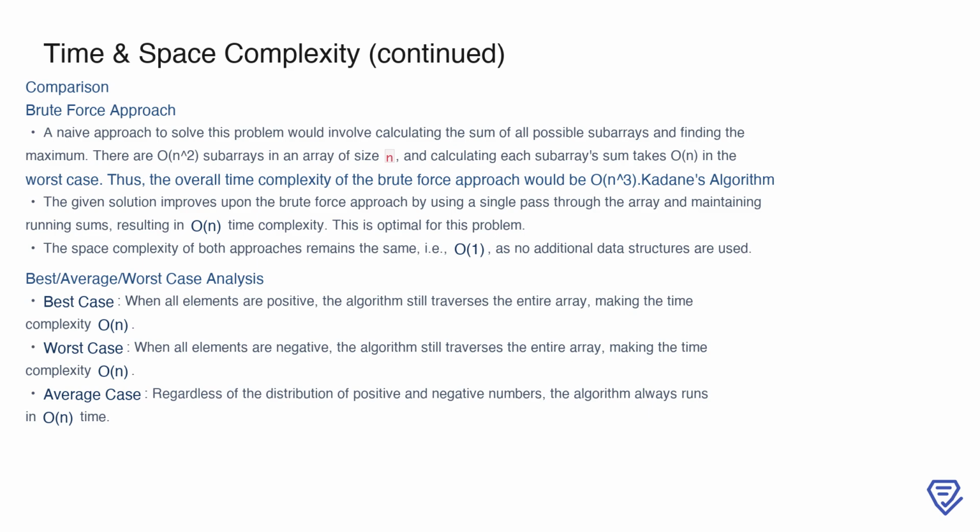Despite these differences in time complexity, both approaches share the same space complexity of O(1), since neither uses extra data structures. Looking at best, worst, and average case scenarios, Kadane's algorithm performs consistently in O(n) time. Whether the array contains all positive numbers, all negative numbers, or a mix of both, the algorithm always processes the entire array in a single pass, maintaining its linear time complexity in every scenario.